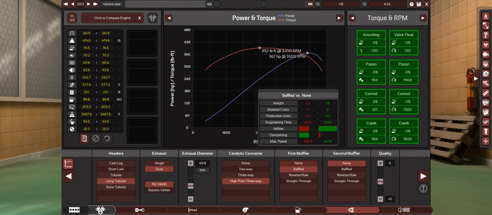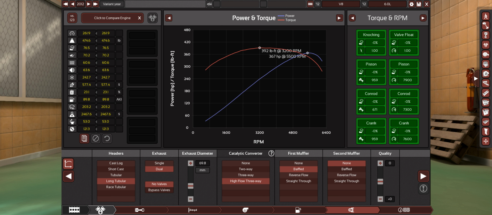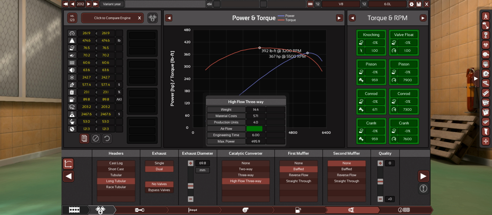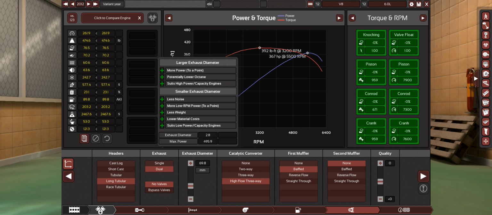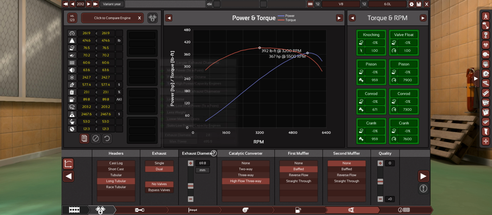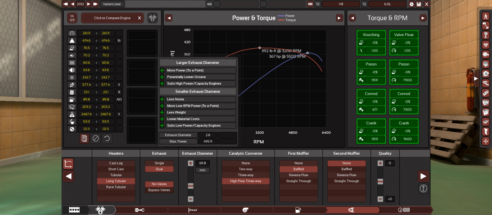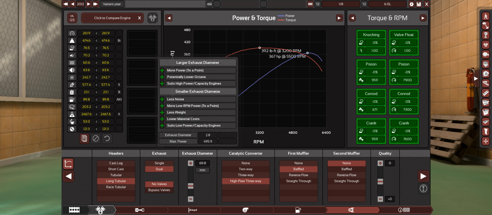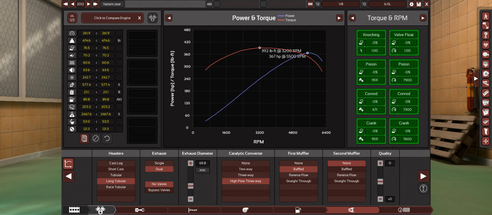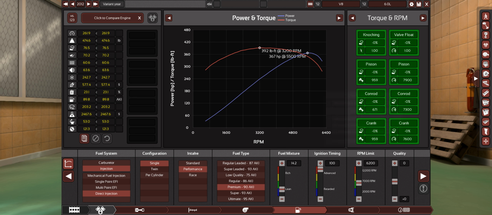We'll go into here, and I'll just show you everything that all the engines are going to be running. All the engines have a cat converter, high flow 3-way with a single baffled muffler. The exhaust diameter is all the same, and I did double check, and that is the correct exhaust diameter to run on all of these. I didn't make it the same just so they were all perfectly equal. I did try and tune these a bit properly. Headers are all long tubular, dual exhaust as well.